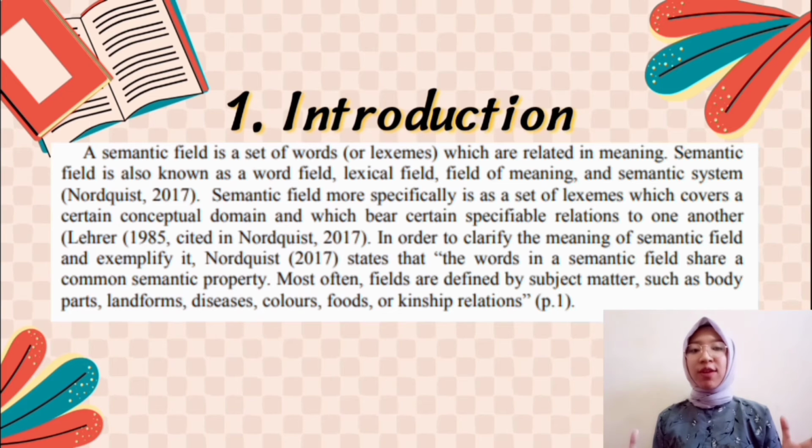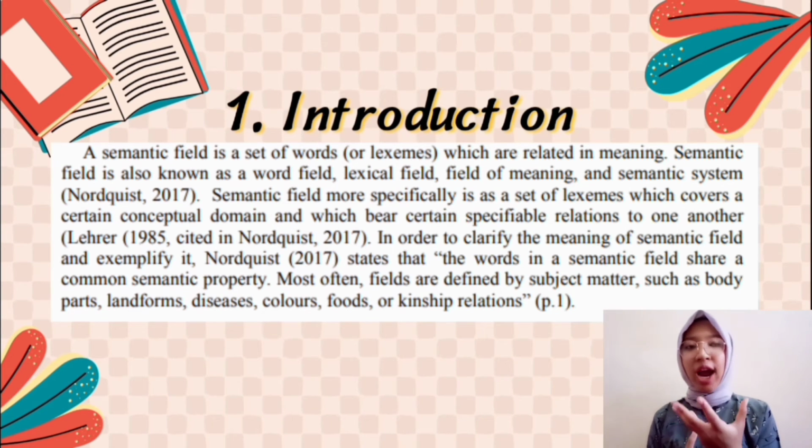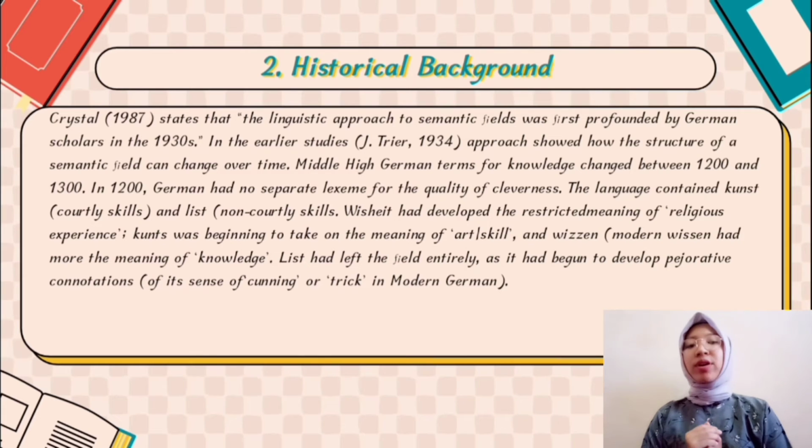In order to clarify the meaning of semantic field and exemplify it, Northrup 2017 states that the words in a semantic field share a common semantic property. Most often, fields are defined by subject matter, such as body parts, landforms, disease, colors, foods, or kinship relations. After introduction, next is about semantic historical background.